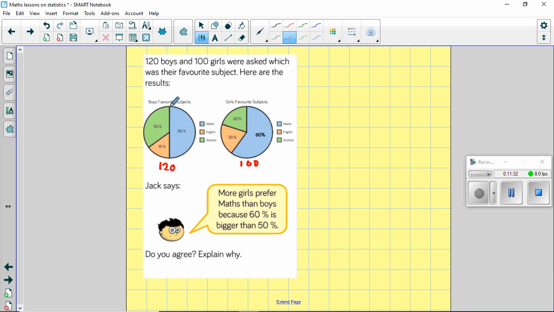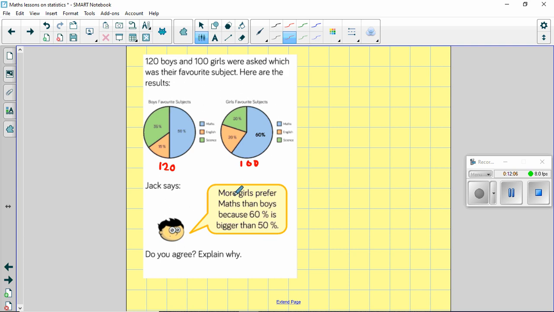Girls there. Jack says more girls prefer maths than boys because 60% is bigger than 50%. So let's have a look. Girls, maths is blue, blue is 60%. Boys, maths is blue, that's 50%. So, well, yes, 60% is bigger than 50%. However, he is not right because different numbers of pupils were asked, so more boys were asked than girls. If it was 100 and 100, well then yes, he would be right, but actually more boys have been asked.